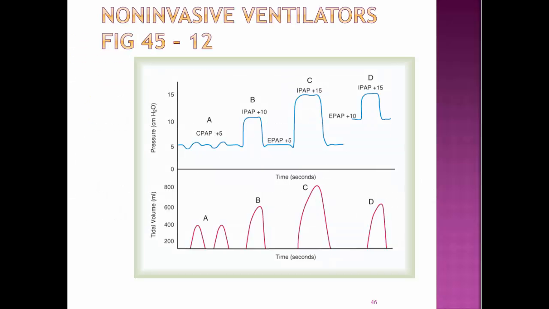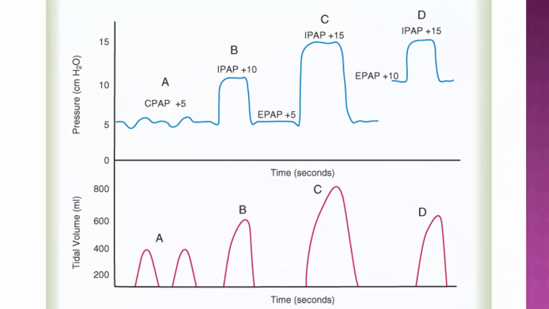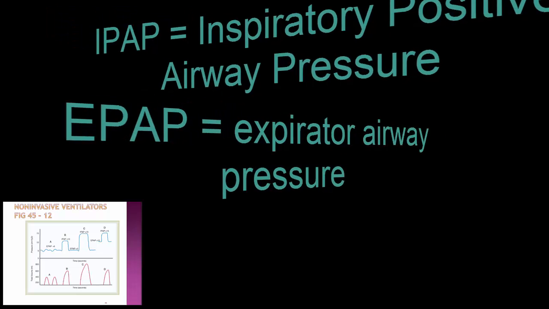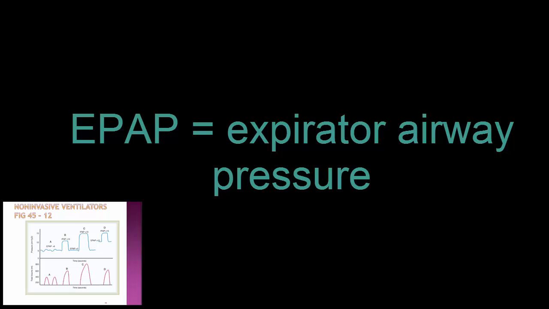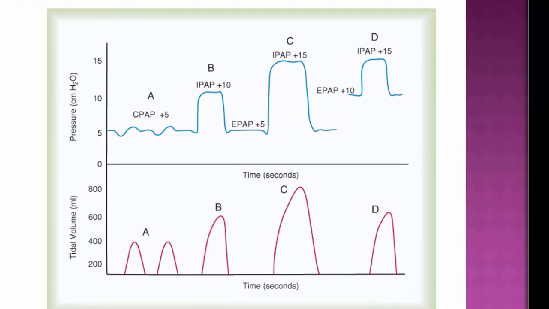This is figure 45-12 on page 1148 of your text. Here's a pressure scalar and a volume scalar. This figure indicates the changes in non-invasive ventilation settings, in other words, the IPAP and the EPAP, IPAP being inspiratory positive airway pressure and EPAP being expiratory positive airway pressure, and the corresponding effects on the tidal volume.